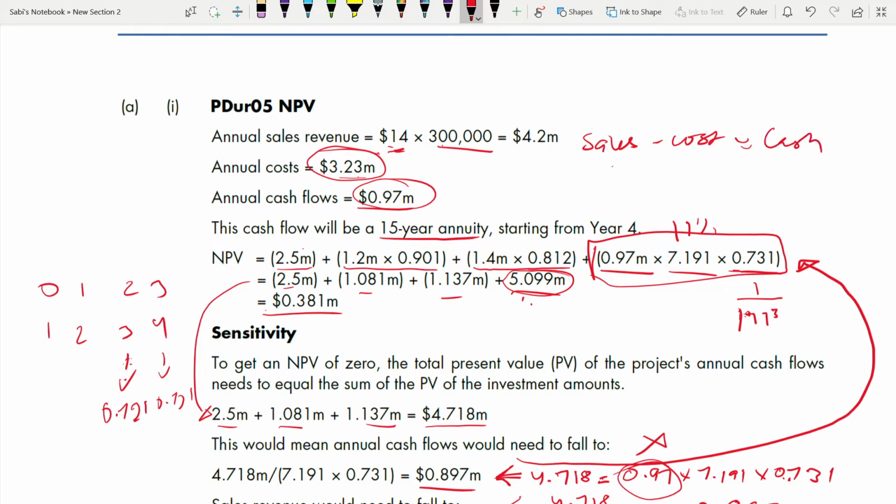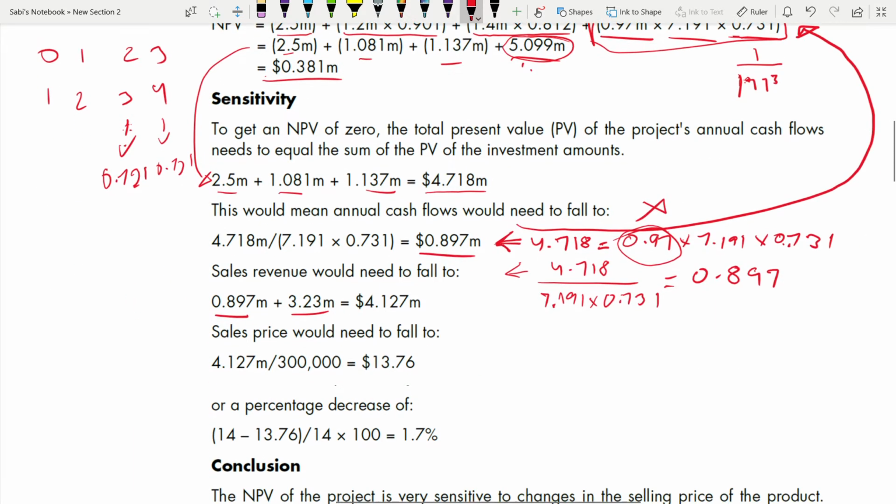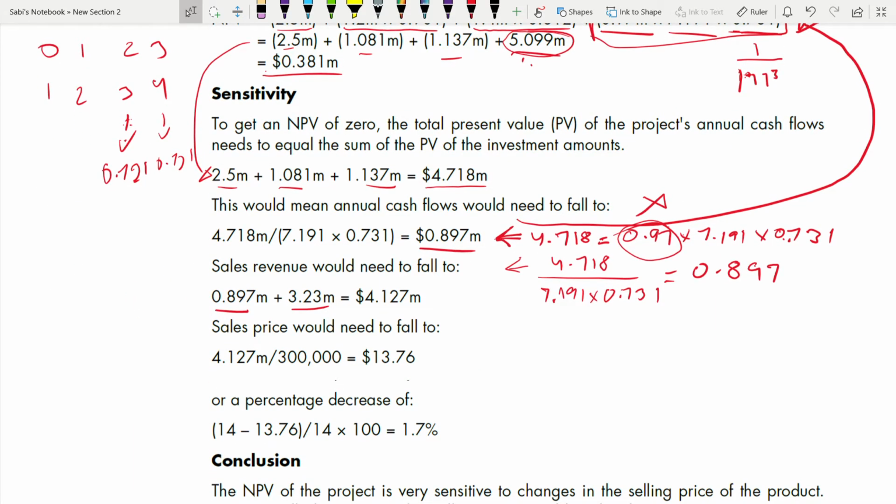So if you want to find sales, it will be your cash, okay, plus cost. Your cash is already 0.897. What is your cost? 3.23. You are working the other way to get this amount. That's why, to find sales, you have to add your cash and cost. That's why you're adding 3.23 and you are getting this much of sales.